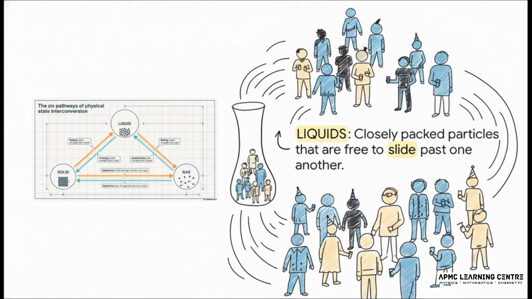Okay, now let's add a bit of energy, maybe some heat. What happens? We get liquids. So back to our audience. The show's over, and now it's a crowded party in the lobby. The particles have enough energy to break free from their assigned seats. They're still packed in pretty tight, but now they can slide and jostle past one another. They're constantly moving and changing neighbors, and that's exactly why liquid can flow and take the shape of whatever you pour it into.